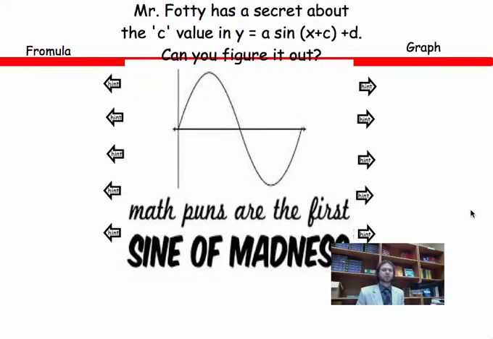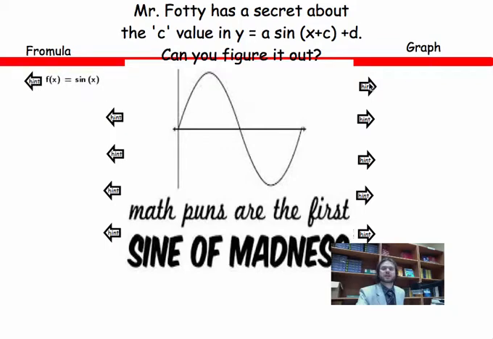Hello Math 30-2. So today we're going to start off by doing a concept attainment of a sinusoidal function. Right here it says Mr. Forty has a secret about the value of c in this sinusoidal function. Notice c is the one inside the brackets. Can you figure out what it is?